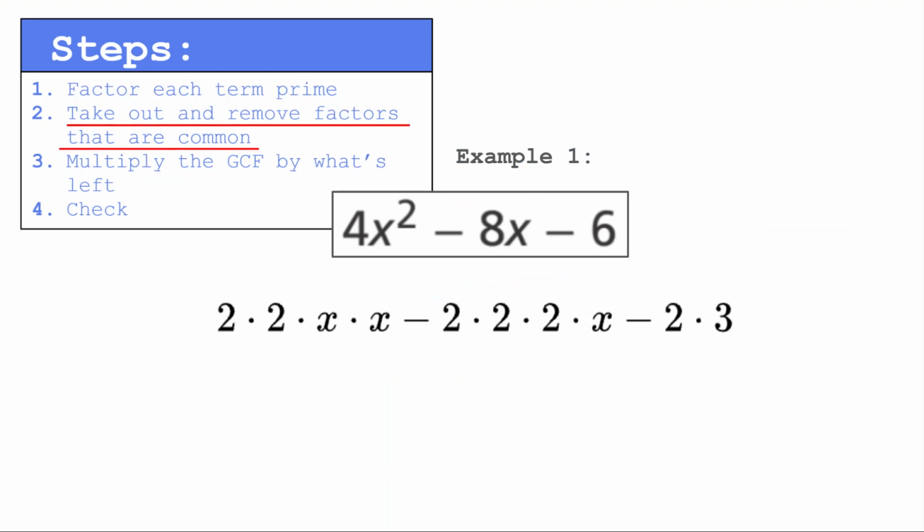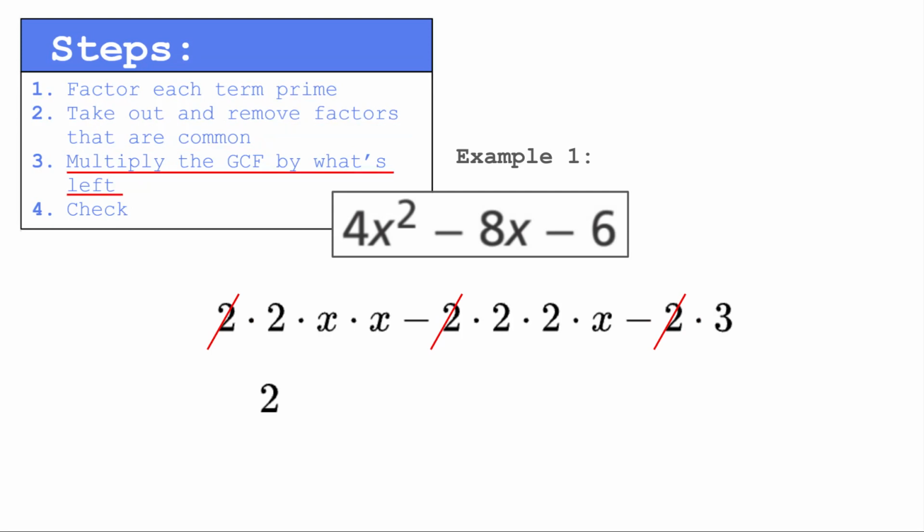All right. So now I'm going to take out and remove factors that are in common. Well, can you see what's in common to all of these terms? Well, only 2 is in common to all of these terms. So I am going to remove that factor from each term, and I bring it out just kind of hanging out there by itself. So now I'm going to multiply that, and 2 is the greatest common factor.